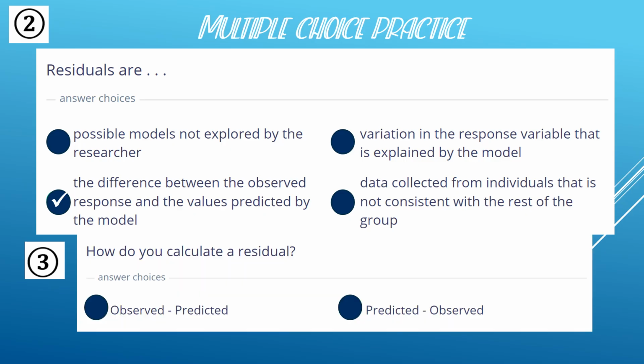How do we calculate residual? We also said this in our notes. It's the observed minus predicted. The two words are in alphabetical order, if that helps you out.